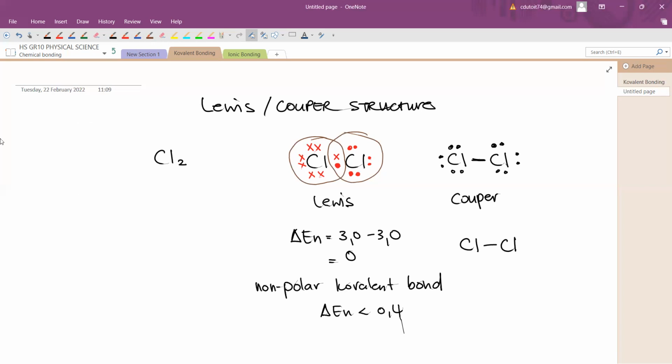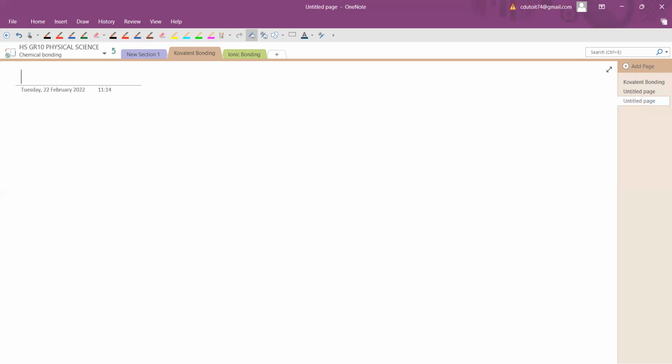Let's draw another one. We're going to draw a couple of these, they are very important. What you can also do is just study the structures in your textbook. Your textbook has a couple in there, and in grade 10, you're not really going to find any ones outside the textbook. So let's do a bond between hydrogen and chlorine.